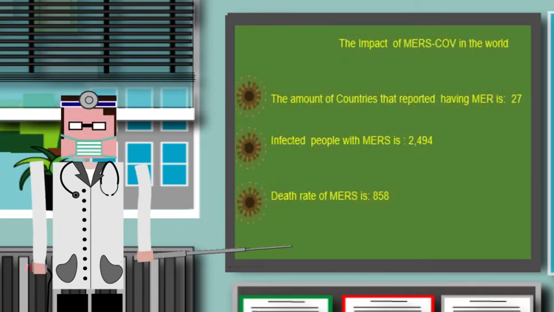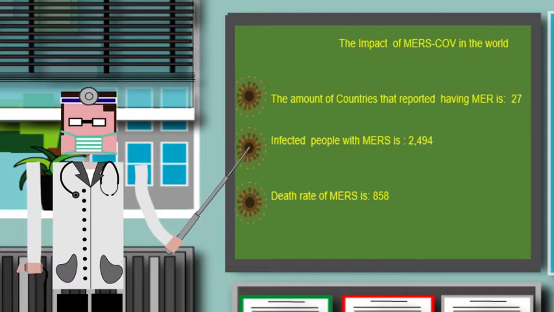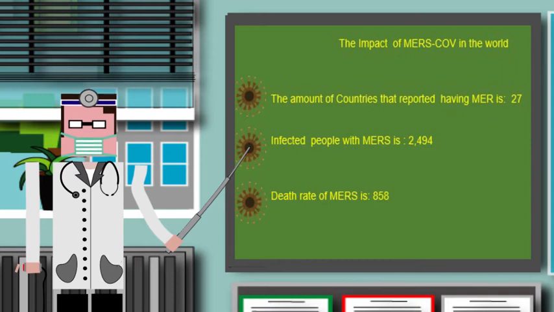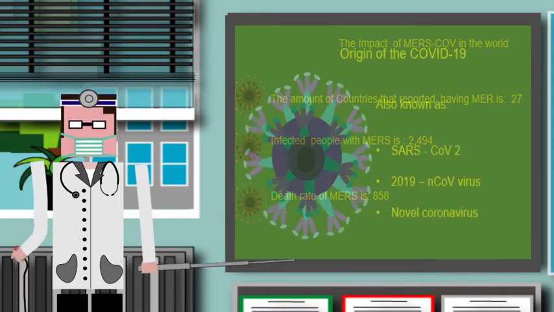The impact of MERS-CoV in the world. The number of countries that reported having MERS is 27. Infected people with MERS is 2,494. Deaths from MERS is 858.